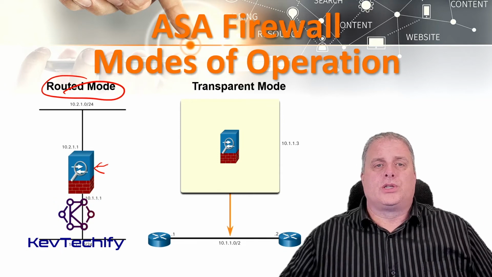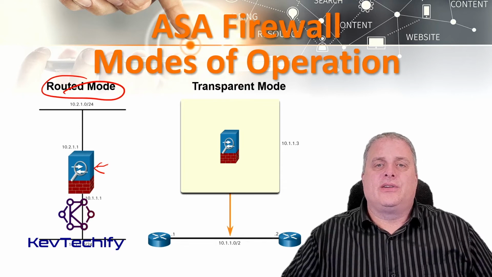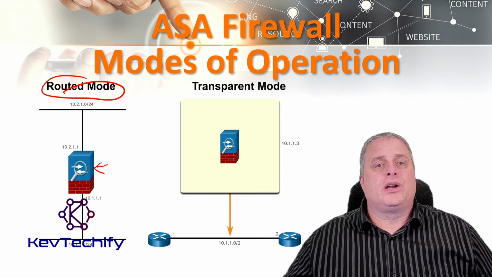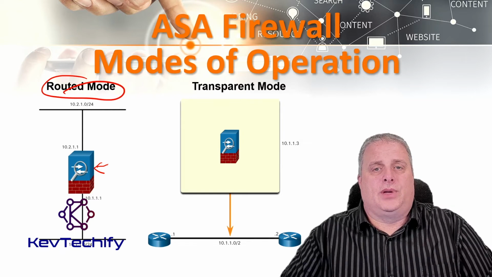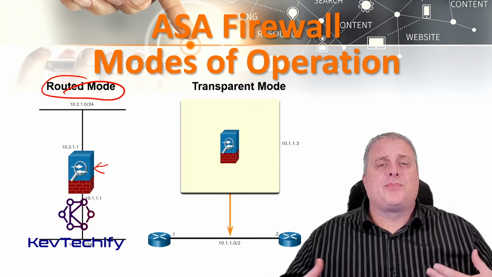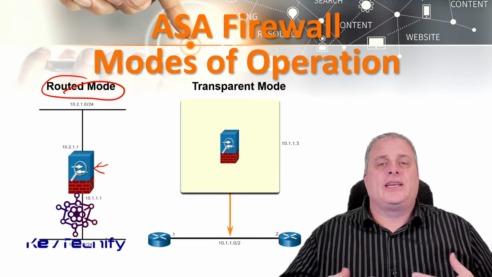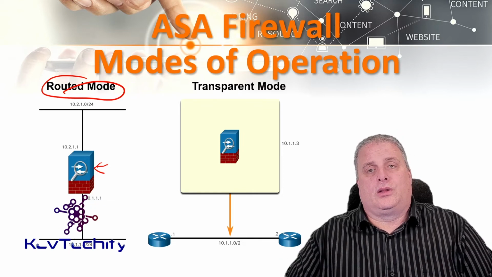In routed mode, the ASA can perform NAT between the connected networks. Routed mode supports multiple interfaces. Each interface is on a different subnet and requires an IP address on that subnet. The ASA applies policies to flows as they transit the firewall.